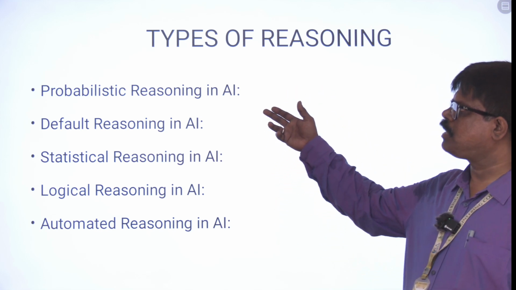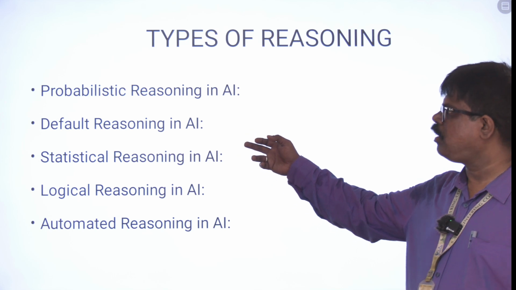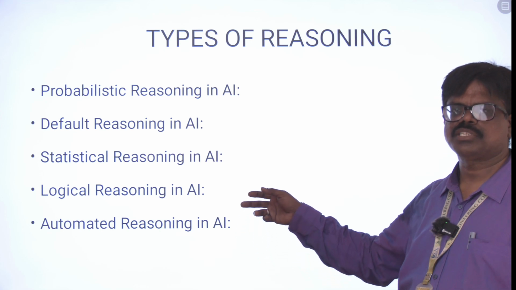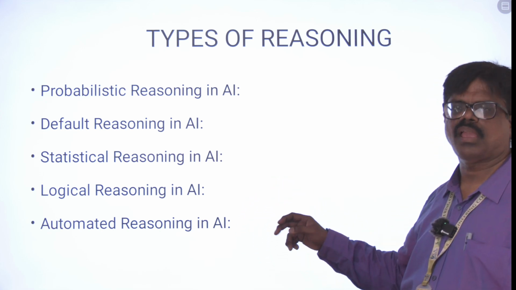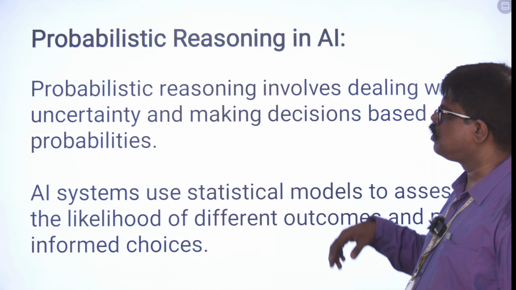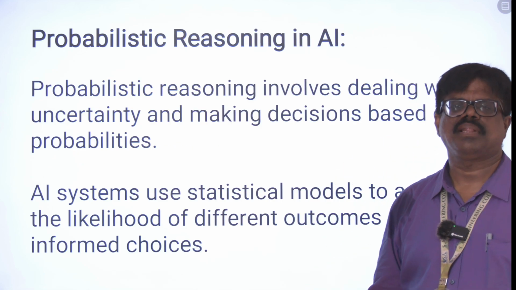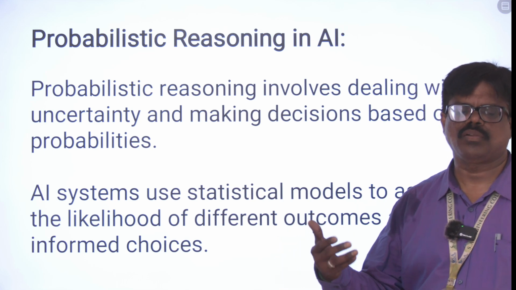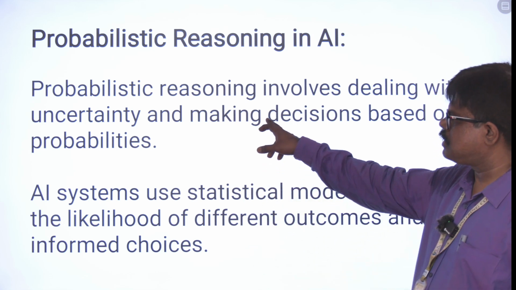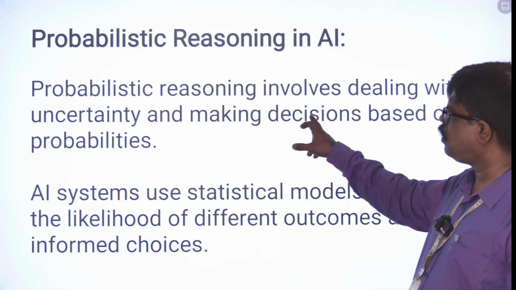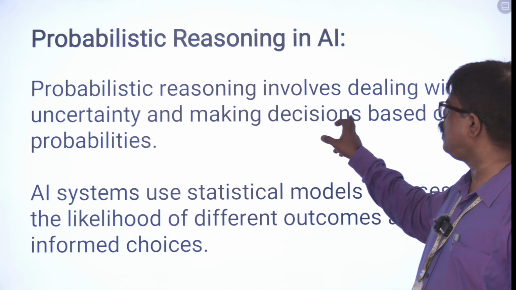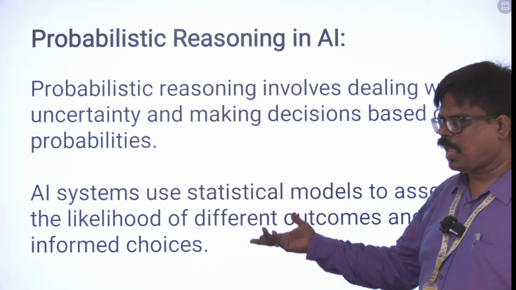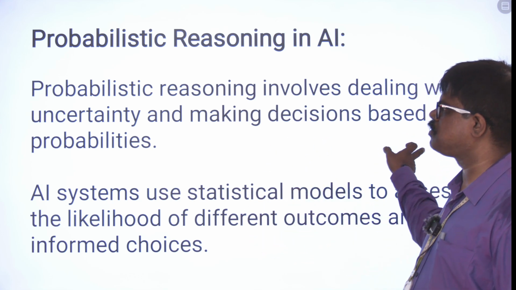So these are the various classifications of reasoning. One is probabilistic reasoning in AI. Another one is default reasoning in AI, statistical reasoning in AI, logical reasoning in AI, and the last one is called automated reasoning in AI. Probabilistic reasoning: probability is nothing but the chances. The probability is the chance of occurring, either true or false, yes or no, like that. Probabilistic reasoning involves dealing with uncertainty and making decisions based upon probabilities. AI systems use statistical models to assess the likelihood of different outcomes and make informed choices.